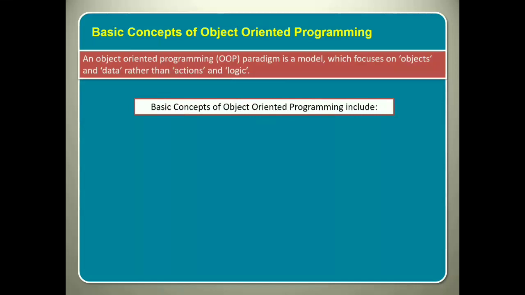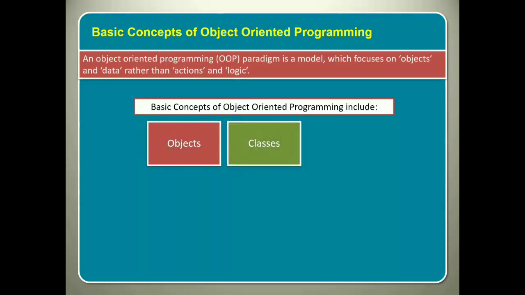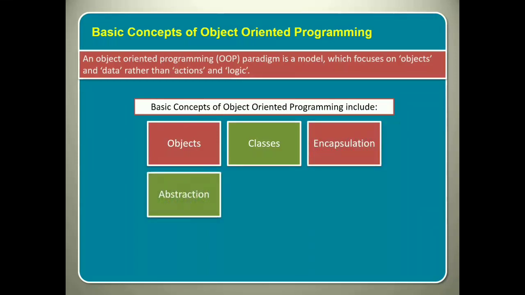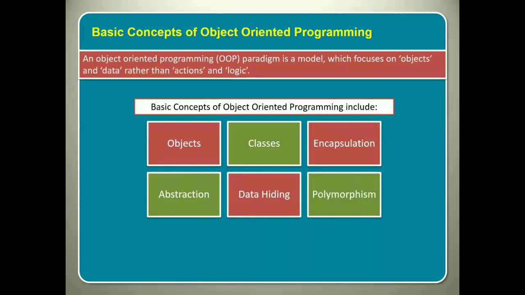Basic concepts of object-oriented programming include 1. Objects, 2. Classes, 3. Encapsulation, 4. Abstraction, 5. Data hiding, 6. Polymorphism, and 7. Inheritance. Let us now look at each of these concepts in greater detail.